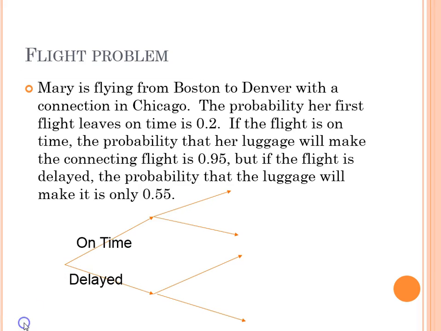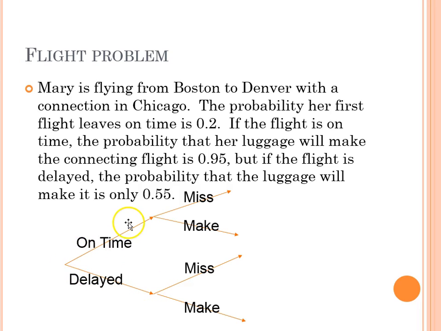The first set of branches is going to tell us whether or not the flight is on time or delayed. She can only have a flight that's on time or delayed, so these are disjoint events. The next set of paths tell us whether or not her luggage makes it. So her luggage is either going to make the flight or it's going to miss the flight. But these probabilities depend upon which path you take on the arrival of the flight, whether or not it's on time or whether it's delayed.